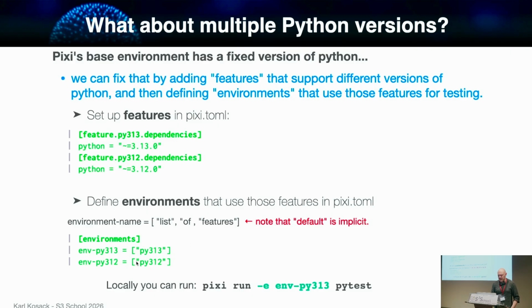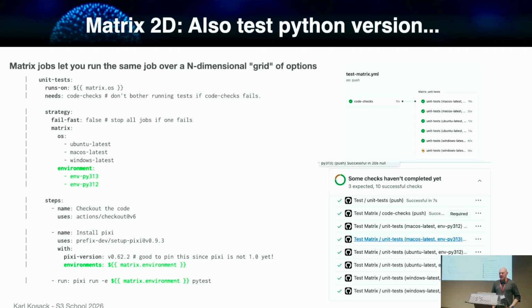It looks a bit redundant, but this is just telling you I have 2 features, and now I'm creating 2 environments that use exactly one of those features. You could mix and match them if you wanted. And then if you wanted to run locally to test that, you could say, pixi run in this environment env-py313 pytest, and it would install pytest and run it there. So that works totally locally. This has nothing to do with GitHub or anything. You can try this. This is, by the way, one of the things you'll have to do in the example.